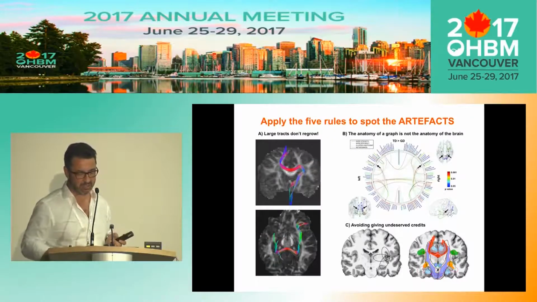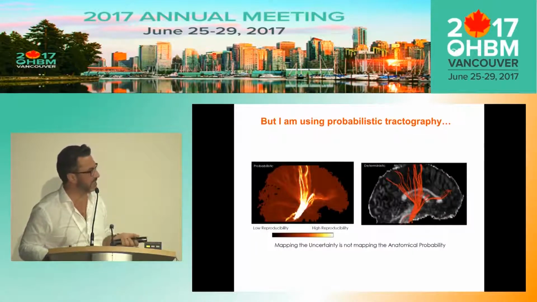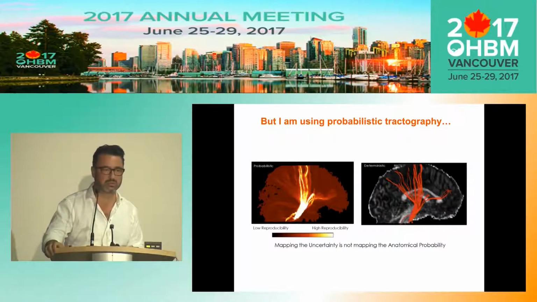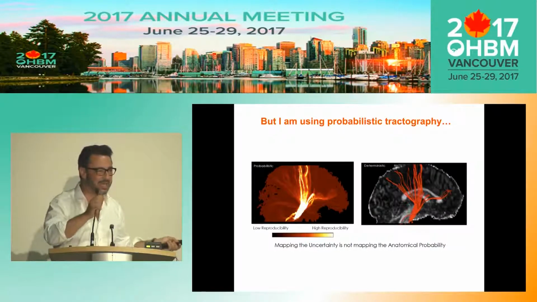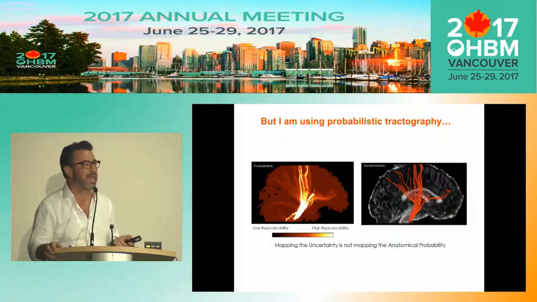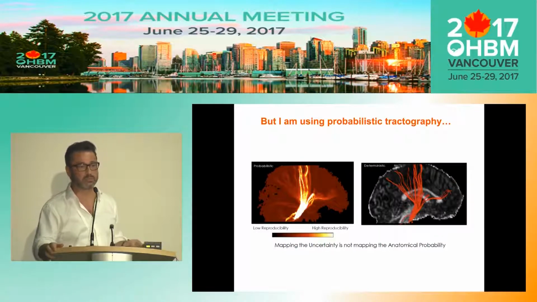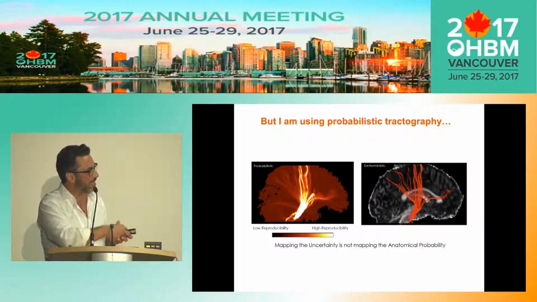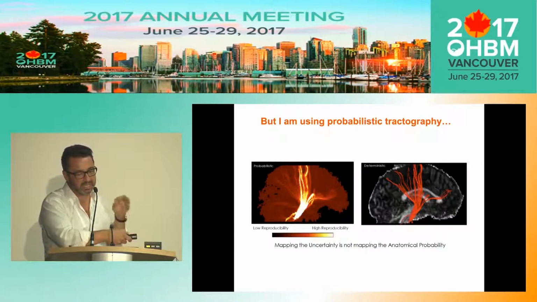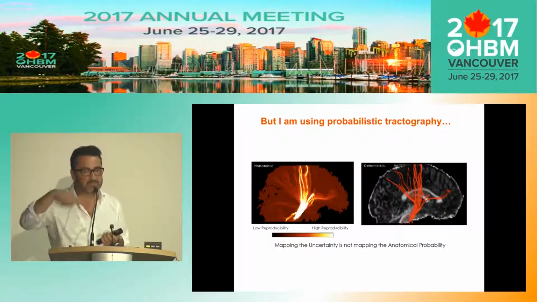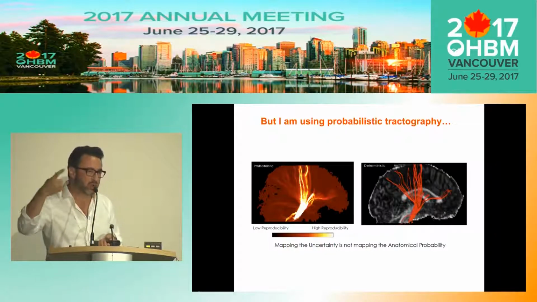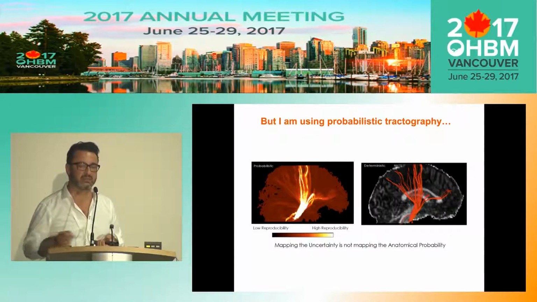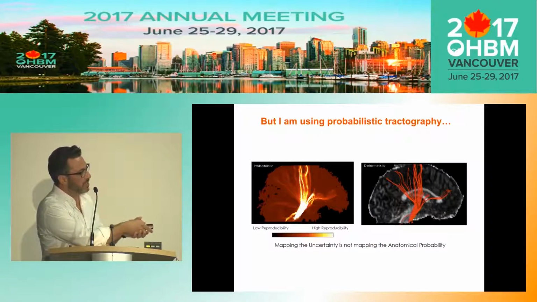So again, knowledge of the anatomy is important to avoid giving undeserved credits. Now, the other aspect that is really important: you hear people say, well, I don't care because I use probabilistic. It gives me a confidence of the anatomical probability. That's not the case. The probabilistic tracking gives you a kind of confidence on the reproducibility of your tracking if you repeat it many, many times.